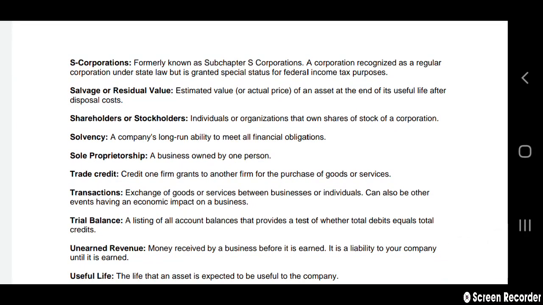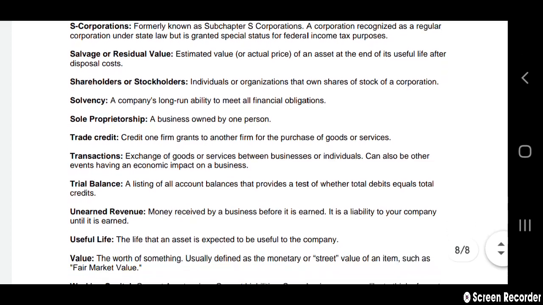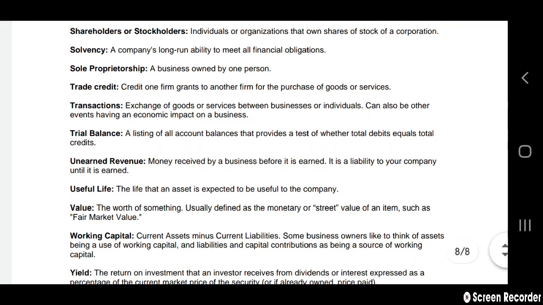Next is S corporations, formerly known as subchapter S corporations. A corporation recognized as a regular corporation under state law, but granted special status for federal income tax purposes. Next, salvage or residual value. The estimated value of an asset at the end of its useful life after disposal cost is called salvage or residual value. Next, shareholders and stockholders. Individuals or organizations that own shares of stock of a corporation are called shareholders or stockholders.